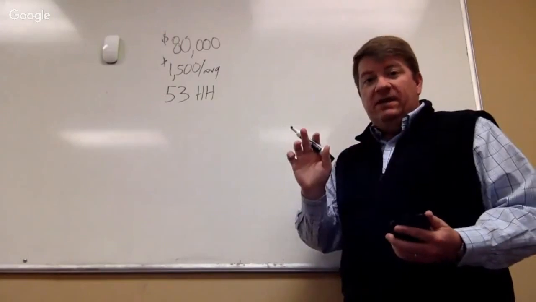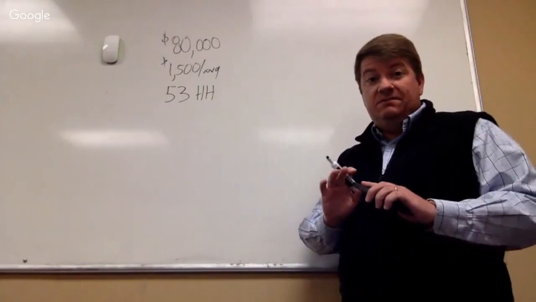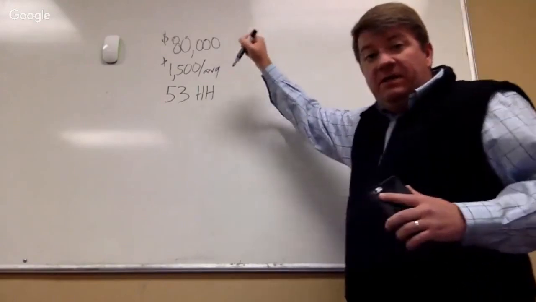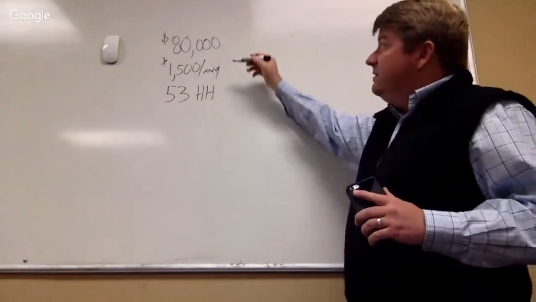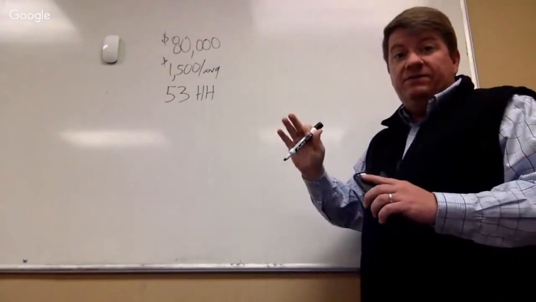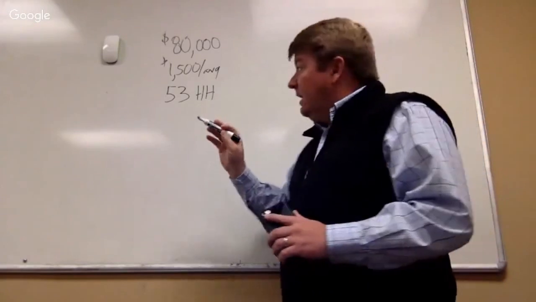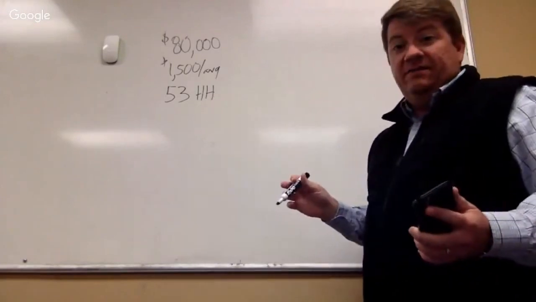One more step that we need to go through, and this is the important one. So this is great. We know if we sell 53 households in a calendar month, and if we track a 1,500 average per household, we'll hit 80,000. So how many quotes do you need to sell 53?